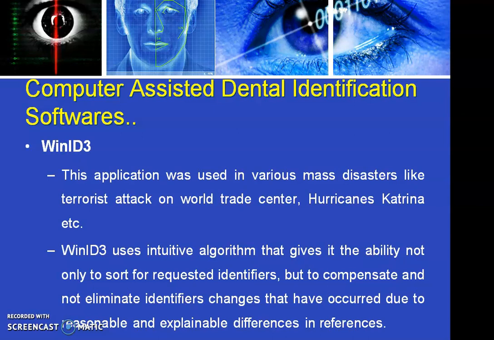Changes that have occurred due to reasonable and explainable differences in the references. That means if there is a time frame between two references or two identifiers, two points of objects, then that change is also taken into account and the object is not eliminated, which is taken for comparison.